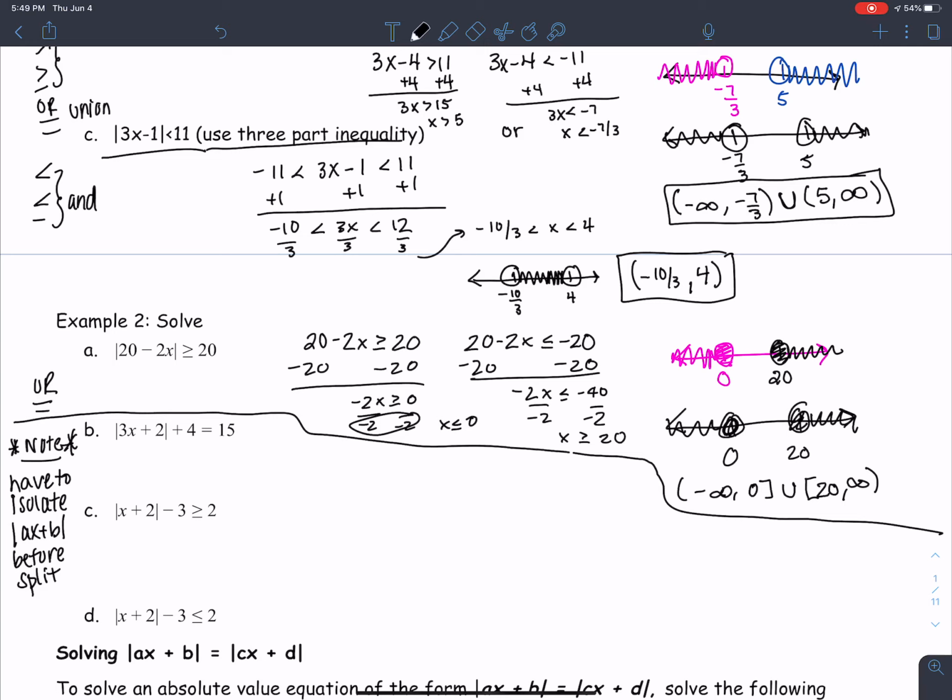All right, so this is an equal, okay? So we're just going to deal with the absolute value by itself right now to isolate it. Okay, so I've got absolute value of 3x plus 2 equals 11. Now that I've isolated it, okay, it's isolated. And when I say isolated, it's all by itself. Now we can split it up.